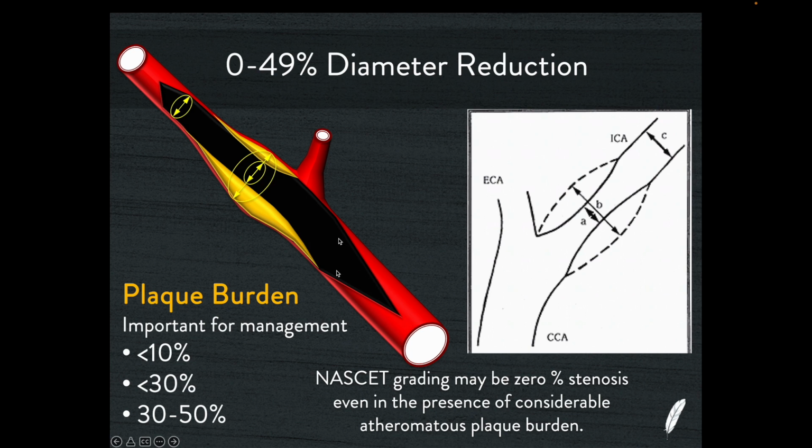So here we have our common carotid artery, the external carotid, and the internal carotid artery, and here's the anatomical bulb area. What we can see is this yellow area here is a bit of plaque that's forming in the bulb. So this is a bit of plaque burden, if you like. It's soft plaque filling the bulb, but you can see that the diameter of the more distal ICA and the diameter here are identical. So in terms of NASCET's angiographic assessment, there's nothing to see here. This is a 0% diameter reduction.